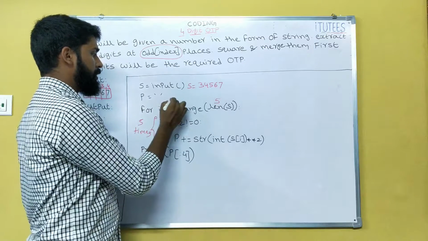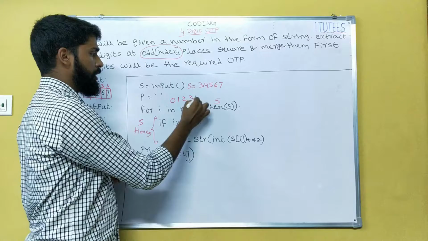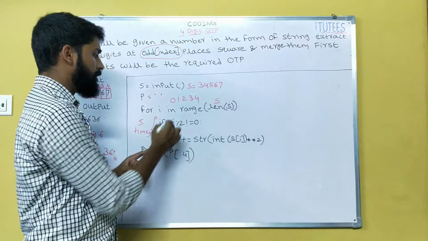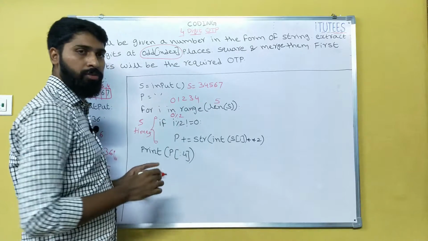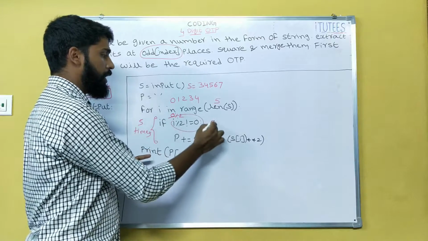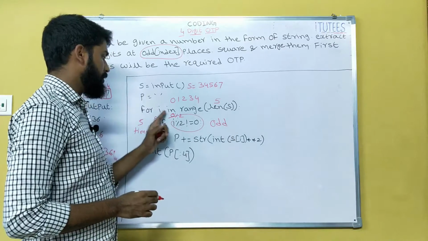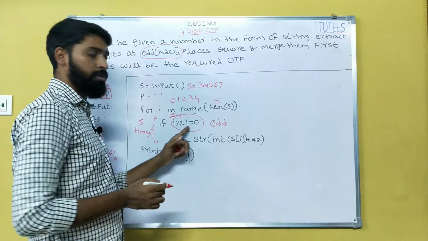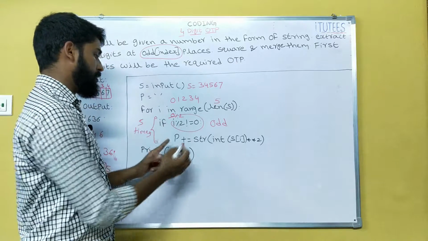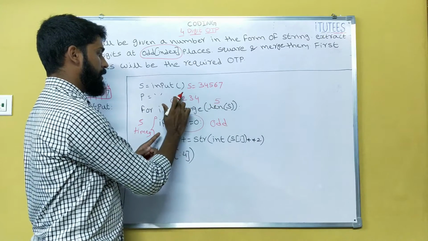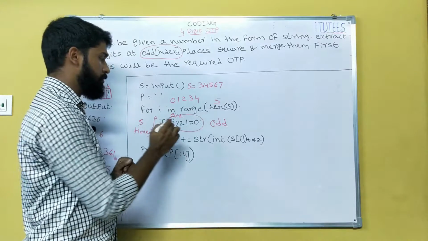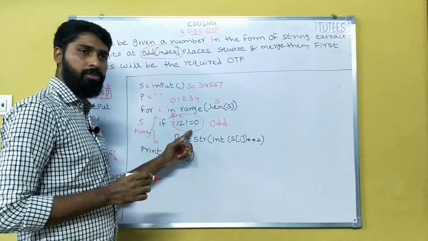Initially i is 0, 1, 2, 3, 4. Initially i is 0. Here we are going to find the odd index. So 0%2 is 0. It is not equal to 1, so we don't do anything. It is incremented by 1. Now i value equals 1. 1%2 is not equal to 0.